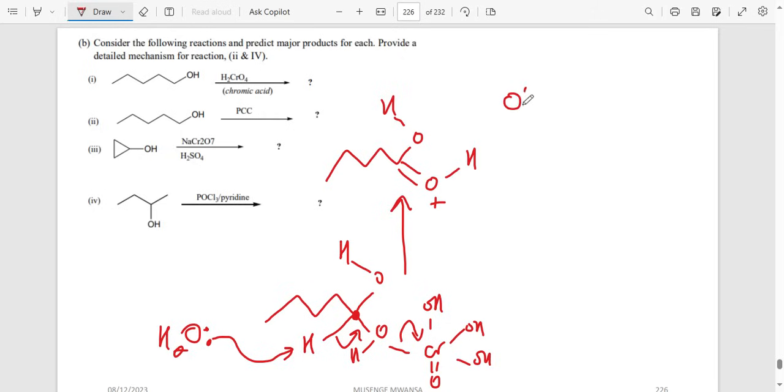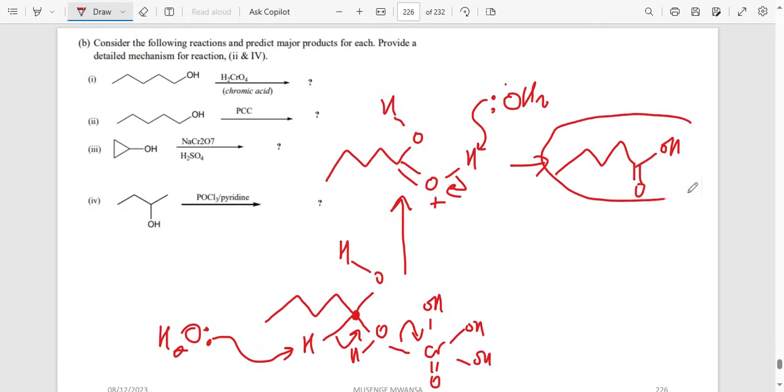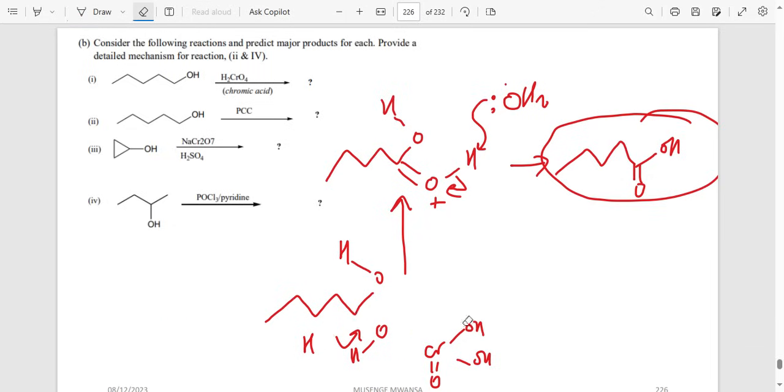And then in the last step, this will just come and grab this hydrogen, breaking off this bond. Then what will form, I can write the double bond down, and then I can write the OH here. So this is the formation of the carboxylic acid. Not a tough mechanism, just go through it again and you'll be able to understand. Very easy mechanism.